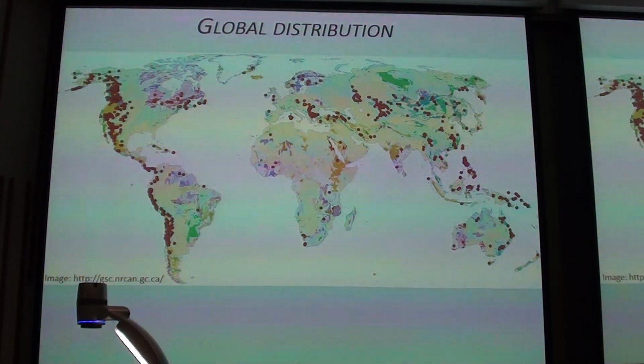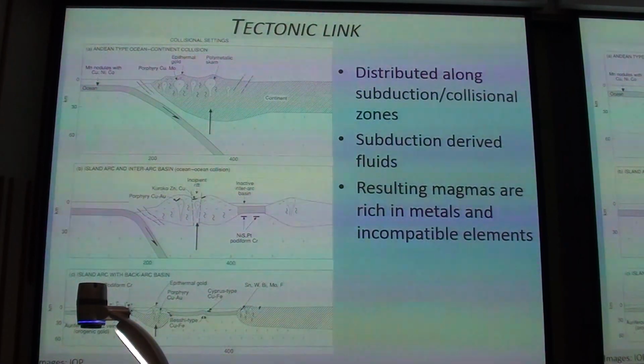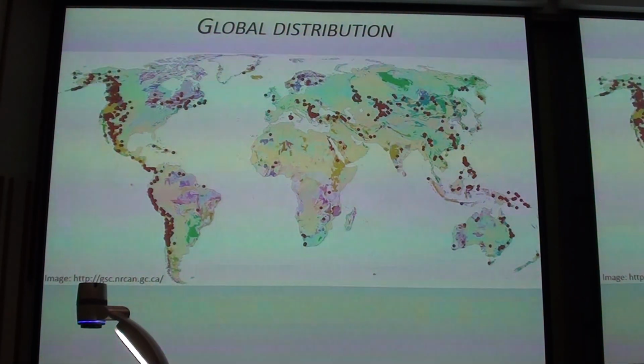Map. So the red spots are where this type of ore deposit is often located, and what is striking about this distribution? What's the association? Speak up. Subduction. Yes, exactly. Subduction, or continental collision, or suture zones.